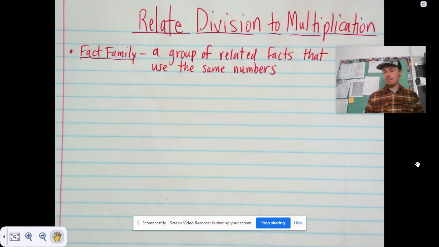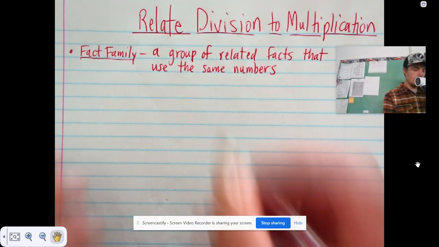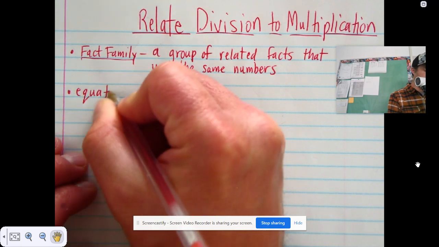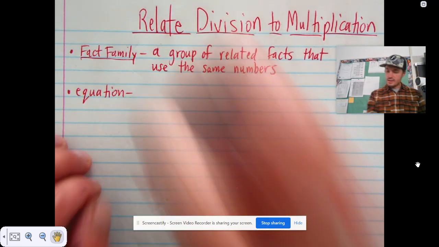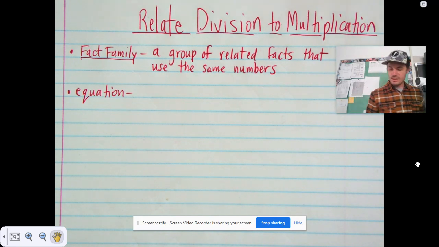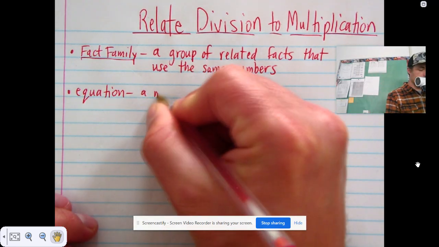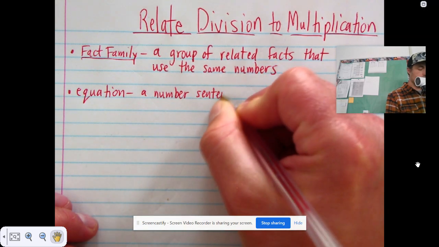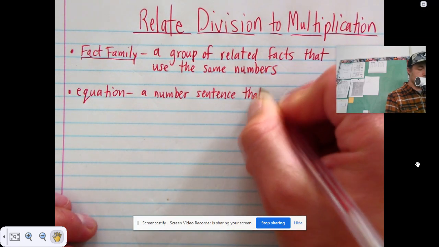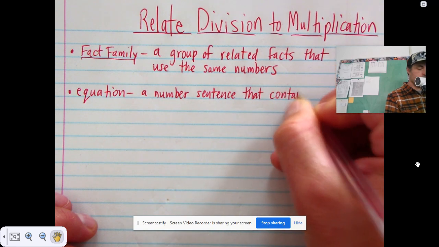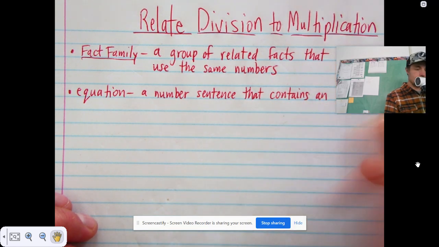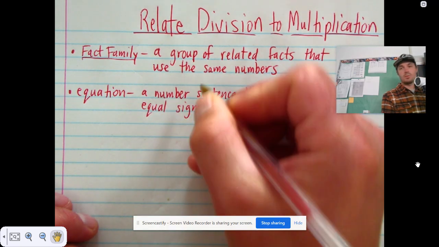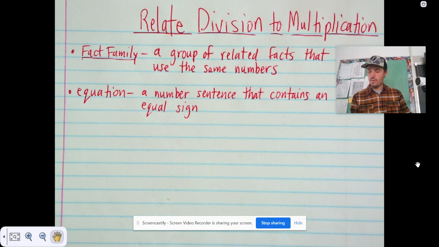Okay, there's some other vocabulary words that you'll need for this lesson as well. Second of all, because it's the second word, equation. What is an equation? It is a number sentence that contains an equal sign. Now, if I'm going too fast for you, you can just pause the video and catch up anytime you want.